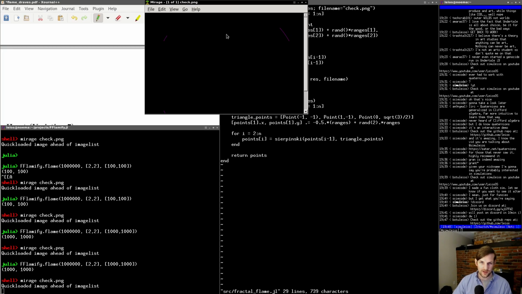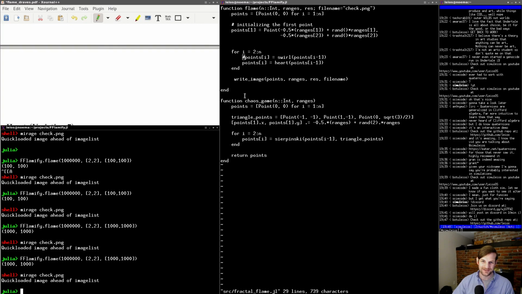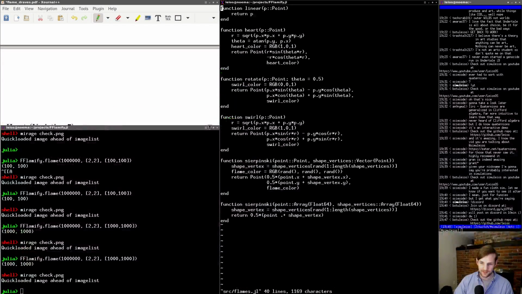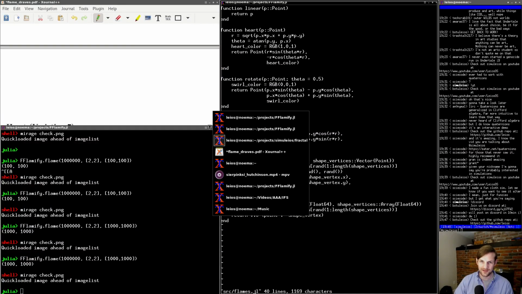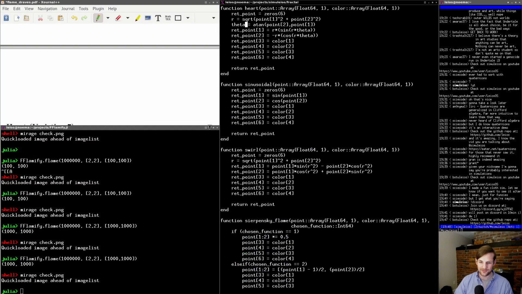Let's try that again, flamify, mirage check.png. This is just weird, isn't it? Let's check the heart function we had before and make sure that it is the same as the heart function we wrote this time. So let's quit here, flames.py, whatever. Open up the other terminal. There we go. So we have the square root of 0.1 squared plus 0.2 squared, the return point. We have atan of 0.2, 0.1.